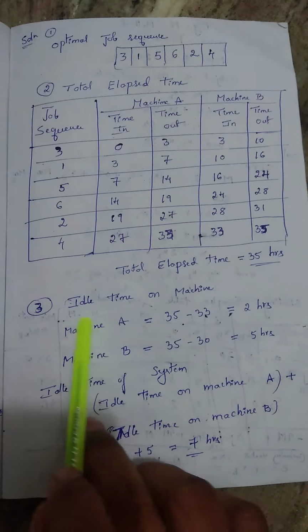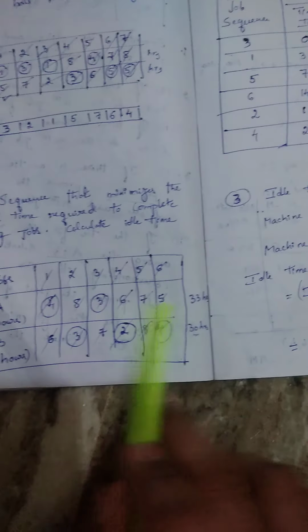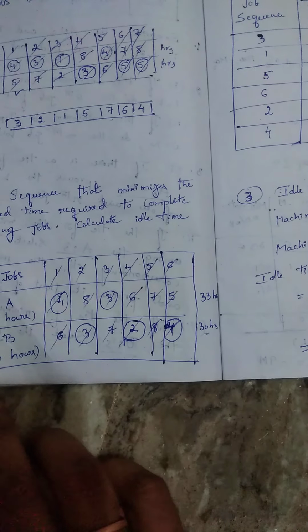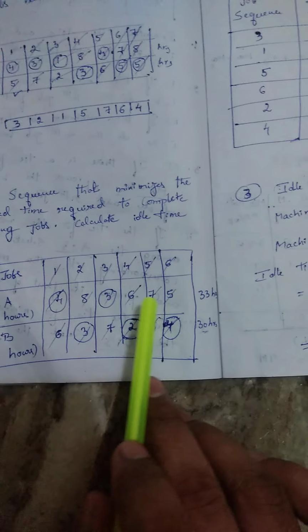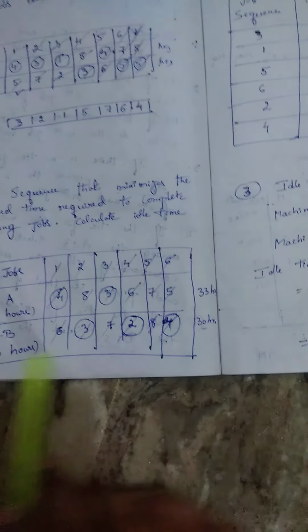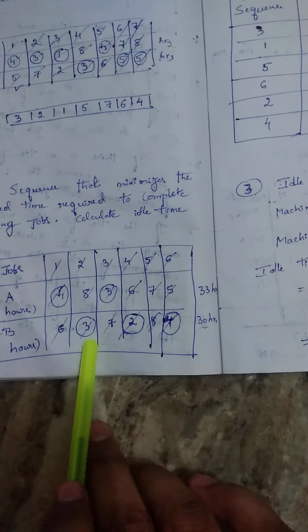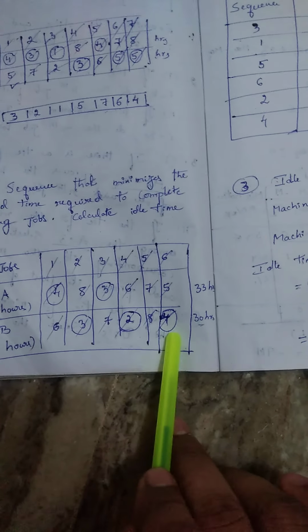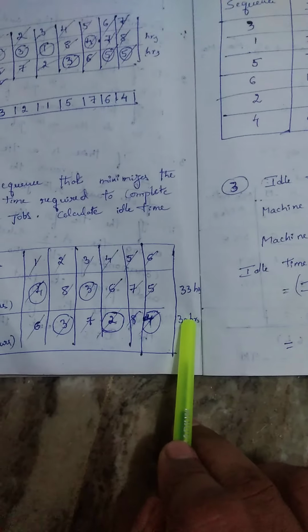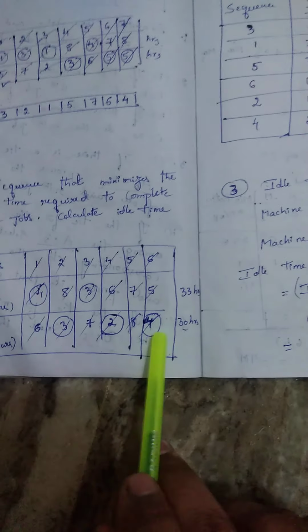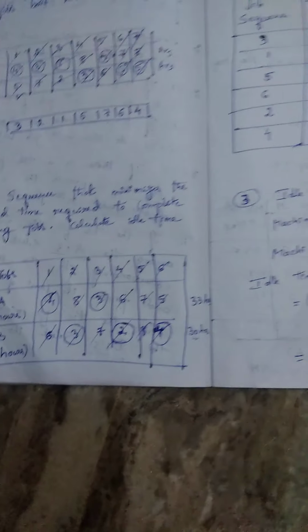Before going to the idle time of each machine, we are calculating each machine's working hours from the table. The machine A working hours: 4 plus 8 plus 3 plus 6 plus 7 plus 5, 33 hours. And machine B working hours: 6 plus 3 plus 7 plus 2 plus 8 plus 4, 30 hours. These are the working hours of machine A and machine B. 33 working hours for machine A, 30 hours for machine B.